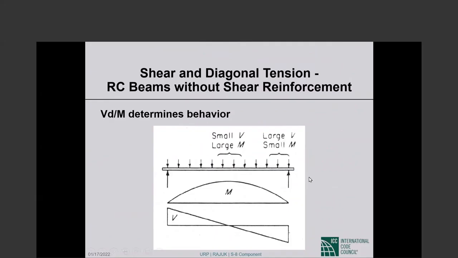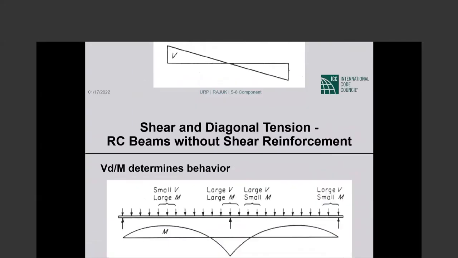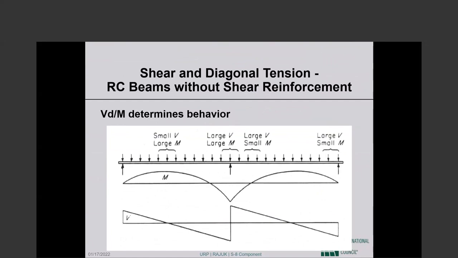Uniformly distributed loading, the same beam. This is the bending moment diagram. This is the shear diagram. Here, as before, the moment is large, the shear is low. Here, the moment is small, the shear is large. Okay, so as we go from the center to the supports, that is what changes.